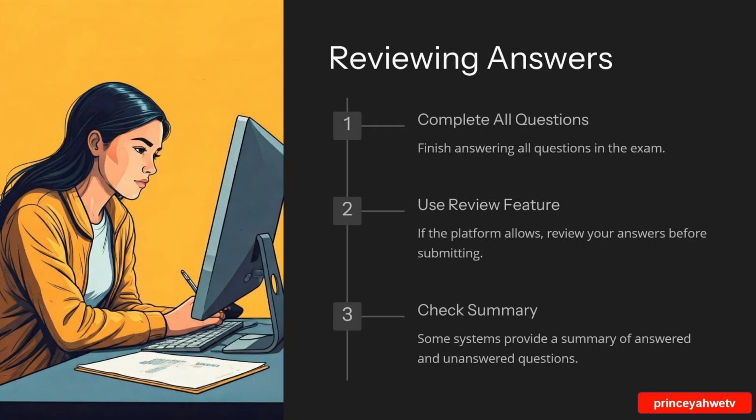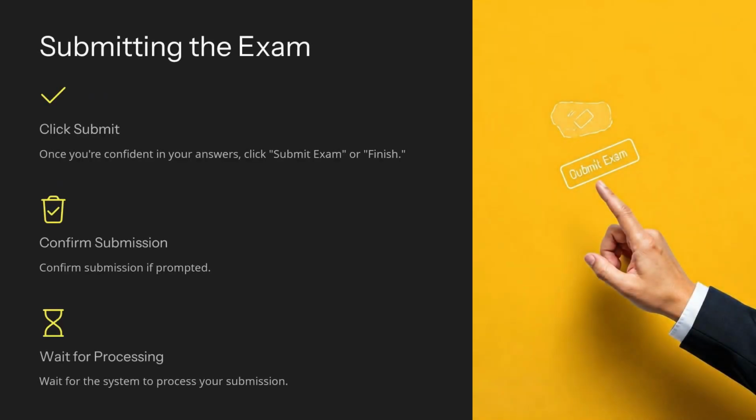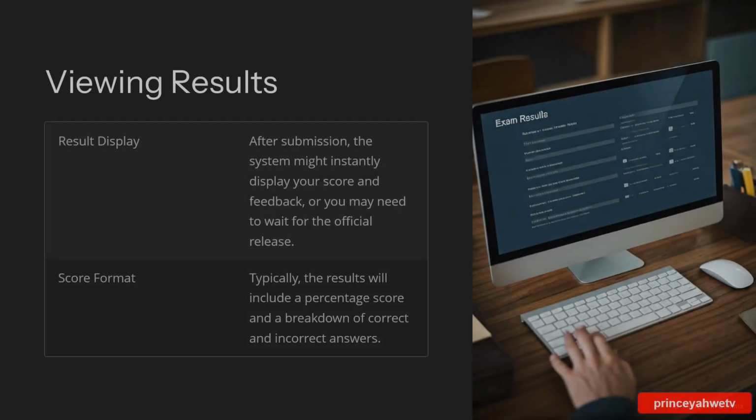Start the exam. Click the Start Exam button when ready. The timer will begin counting down 50 minutes in total. Navigating the questions. Each question will be presented one at a time or in a set number per page. Select the correct answer for each multiple choice question by clicking the appropriate option. Use Next or Previous buttons to navigate between questions.